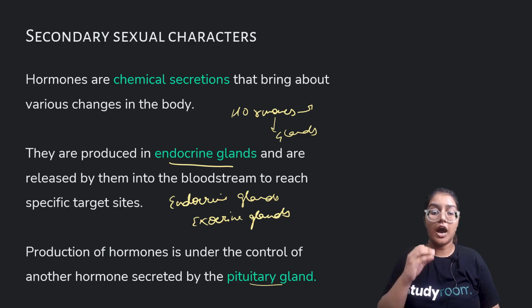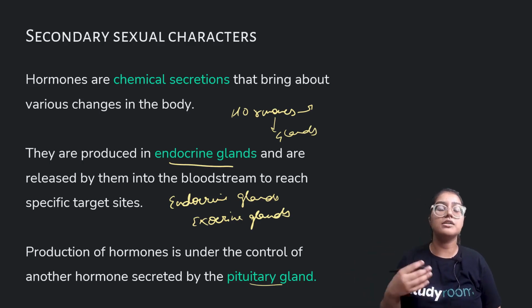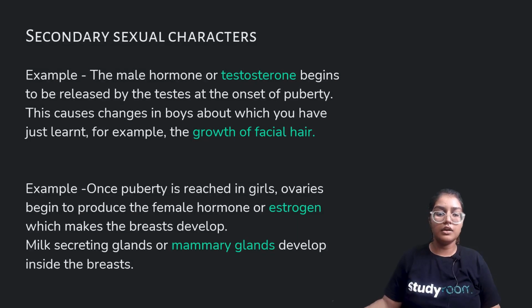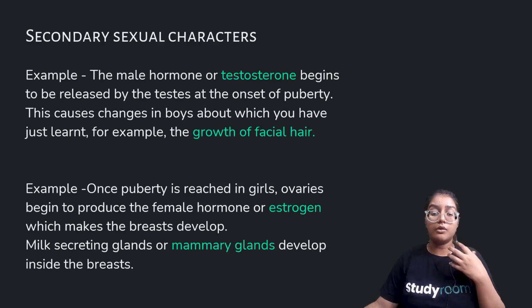You just have to remember that hormones are chemical secretions. They can be secreted by several glands. For example, endocrine glands secrete hormones directly into the bloodstream and they reach the sites through circulation. And there are also hormones which are controlled by the pituitary gland. For example, the male hormone testosterone begins to be released by the testes at the onset of puberty. We know testosterone is released in males. This causes the changes in boys which you have just learned, for example mustache, growth of hair, facial hair, chest hair. So these are all governed by the hormone testosterone.